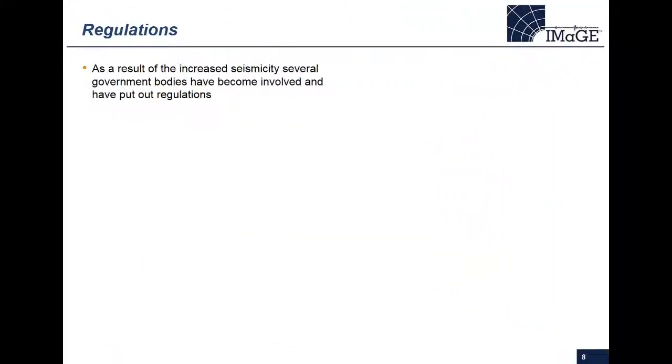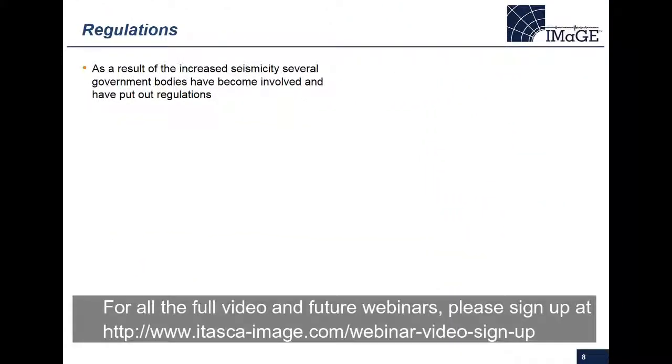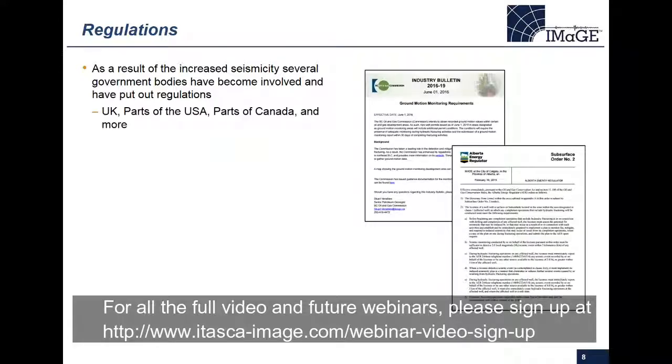As a result of this increased seismicity, there have been several government bodies that have put out some regulations. Again, I'm going to focus mostly on oil and gas related ones, but there are definitely some associated with mining and geothermal and other industries as well.